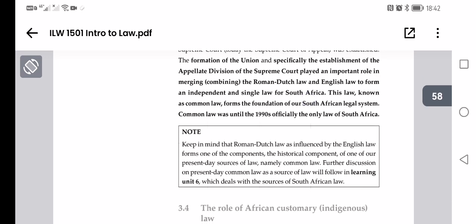The formation of the Union, and specifically the establishment of the Appellate Division of the Supreme Court, played an important role in merging, combining the Roman Dutch law and English law to form an independent and single law of South Africa. This law, known as common law, forms the foundation of our South African legal system. Common law was, until the 1990s, officially the only law of South Africa.